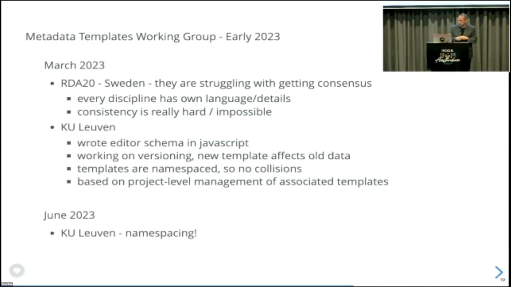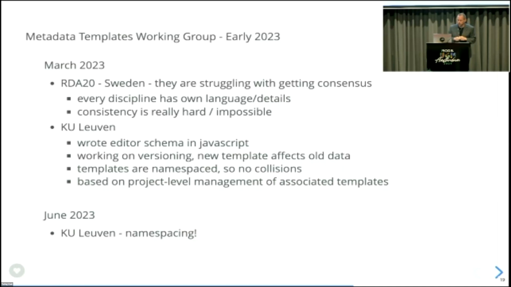Meanwhile, KU Leuven's still solving the problem. They wrote the editor schema in JavaScript. They move it to the client. The versioning, I think, was almost working at that point. But they had a question about how the new template would affect old data. Are things now out of date? Do you have to walk the whole tree and send everybody an email?